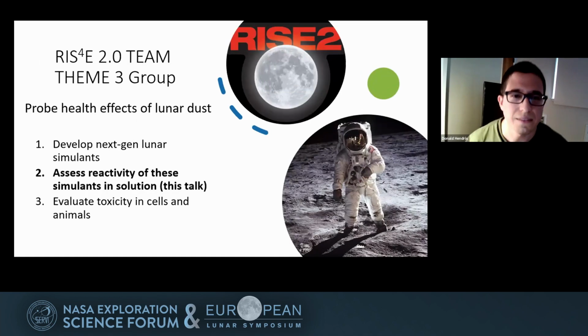Okay, so I'm part of the RISE 2.0 team, and within that team, I'm part of the Theme 3 group. What the Theme 3 group does is we try to understand the health effects of lunar dust through a variety of methods. First, we're trying to develop the next generation of lunar simulants, by making current lunar simulants more lunar-like, like by adding metallic iron, which I'll talk about a bit later. We also assess the reactivity of these simulants, which is what I'm going to talk about today. In the next talk, Jamie's going to talk about evaluating the toxicity of these lunar simulants.